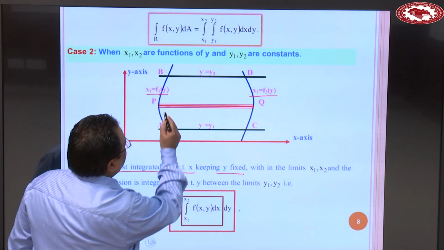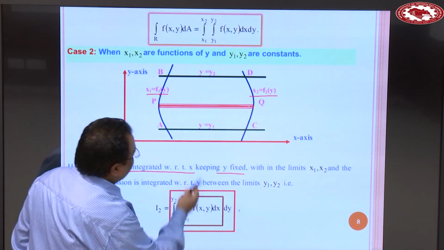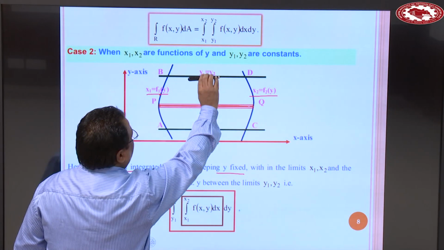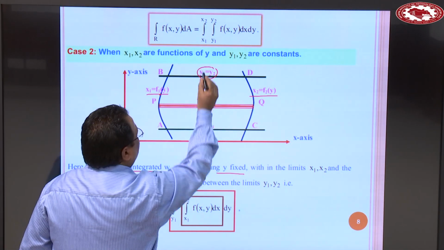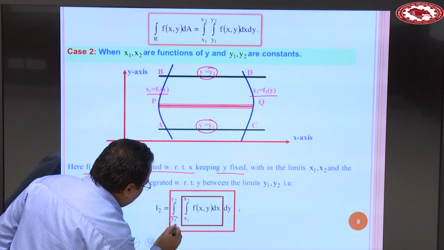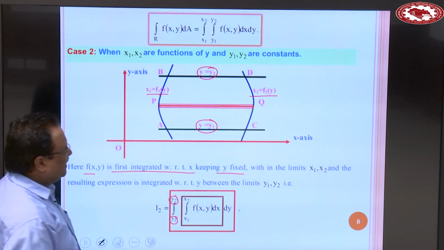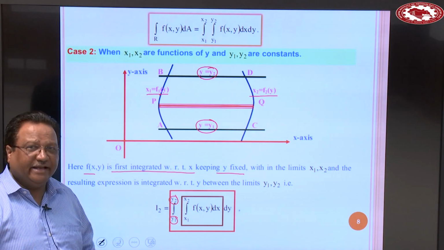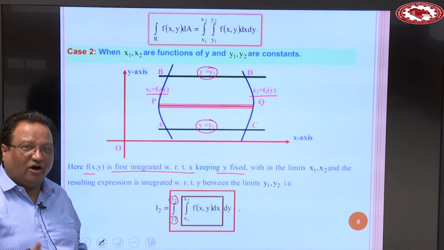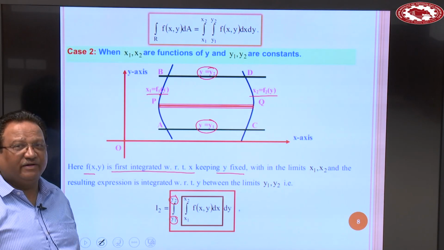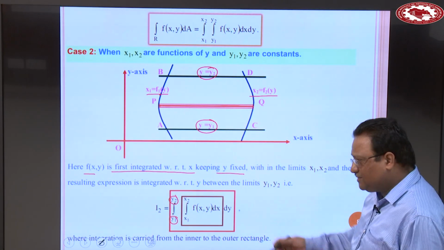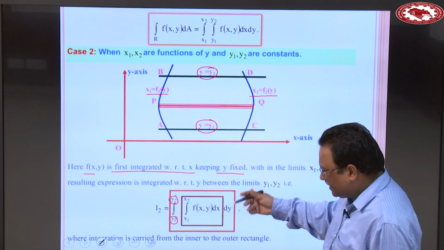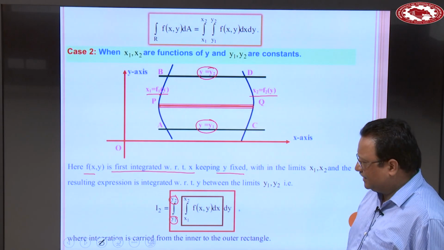So inner integral means integration over this strip, and this strip slides from this line to this line to cover the whole region of integration, from y1 to y2, and then we cover the complete region of integration. Clear? So in this way you can solve this type of problem. So again, integration is carried from inner to outer integral.